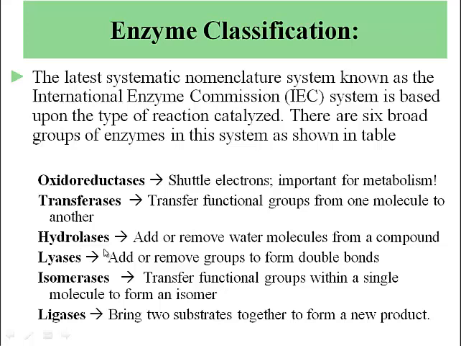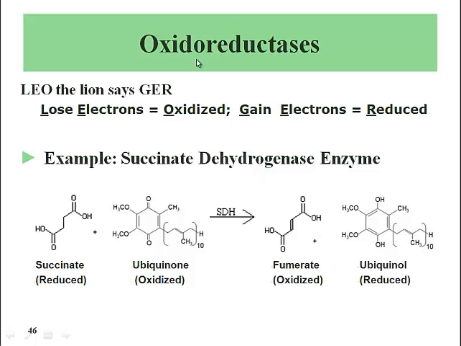What class is that going to fall into? It should fall into our group of lyases, adding or removing groups to form double bonds. We said we're talking about reductases here, but we can already see we must have a lyase reaction going on. We also have an oxidoreductase reaction going on. There's a shuttling of electrons to help form this double bond. What do you notice changes about the ubiquinone structure?